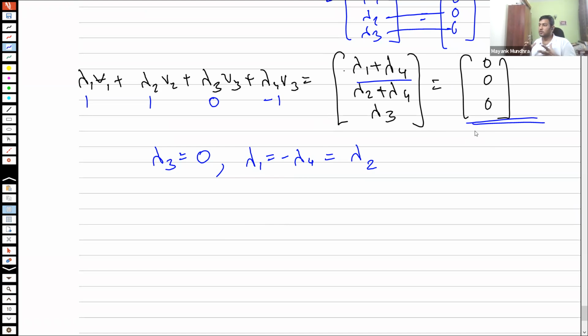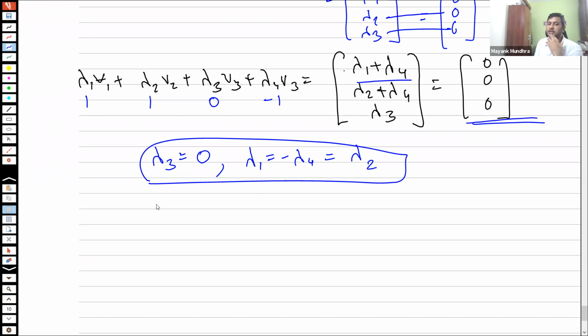So now this summation of lambda i vi can be 0 even if not all lambdas are simultaneously 0. Okay. So this tells me that the vectors v1, v2, v3, v4 are not linearly independent, which means that they are linearly dependent.